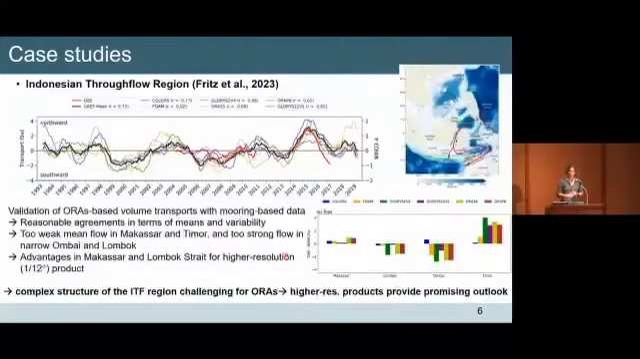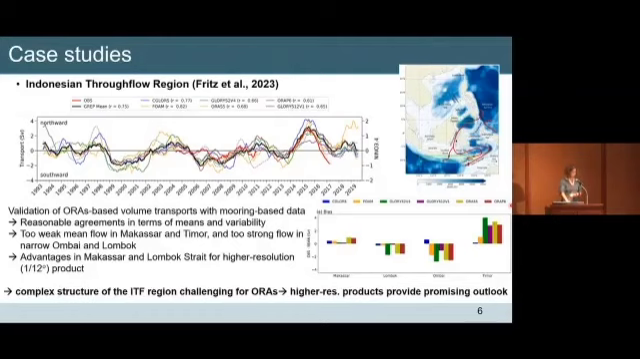Then another case study was performed at the Indonesian Throughflow region, as seen at the top left. So we've looked at 4 different straits: here we have Makassar Strait, Lombok Strait, Ombai Strait, and the Timor Passage. And again, we compare reanalysis to available observations. So in the time series figure, we see the volume transport via Makassar Strait, where we have the longest observational record, which is shown here in red. And we see reasonable agreement between reanalysis and the observations, both in terms of variability and also mean values.